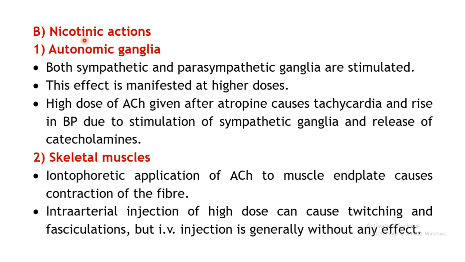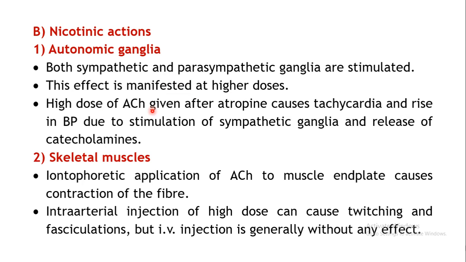Next type of action is the nicotinic actions. So nicotinic actions, again based on the location of the two types of nicotinic receptors, autonomic ganglia on which the NN receptors are located. So both sympathetic as well as parasympathetic ganglia can be stimulated by the nicotinic receptors which are located on them. These effects are mainly manifested at higher doses actually. Higher doses are required to stimulate these autonomic ganglia.